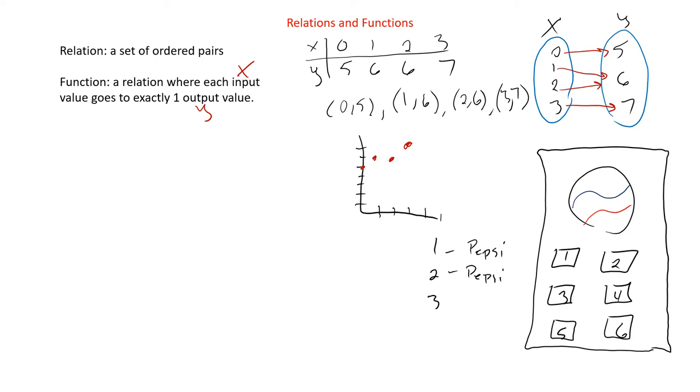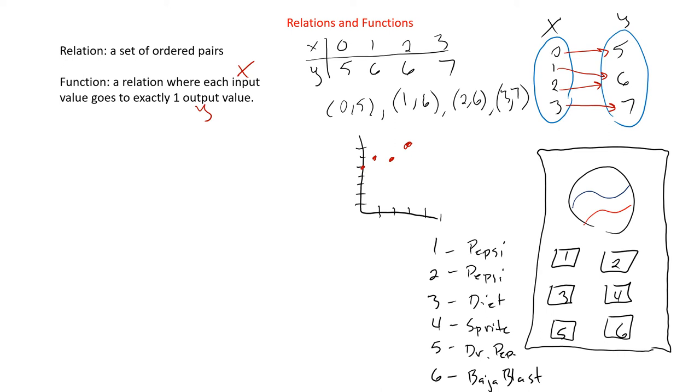Button 3 will give us a diet. Button 4 will give us a Sprite or Sierra Mist. Button 5 will give us the good Dr Pepper. And button 6, I'm going to reserve this button for myself. This will give us a Baja Blast. I told you it was the perfect soda machine. I can get Baja Blast at the push of a button. It's a beautiful thing.